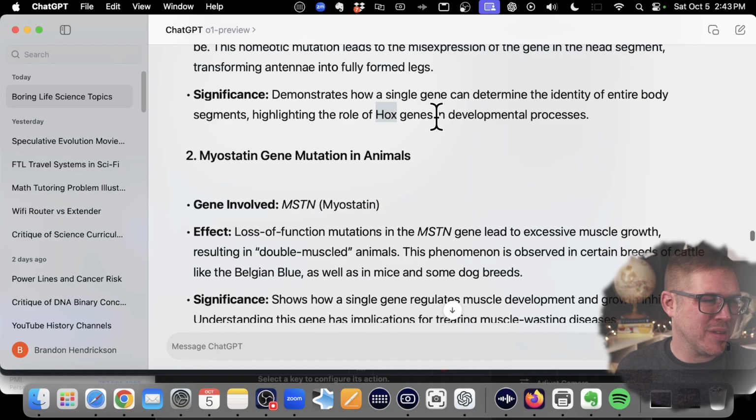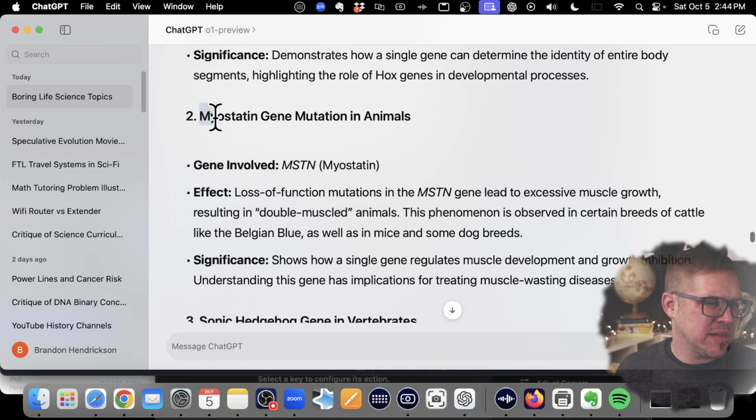Hox genes are weird. We use them too. They're famous in centipedes and whatever. They tell your body, when you're an embryo, where to grow, where to activate this whole set of genes. And so they end up with placement of where body parts are.